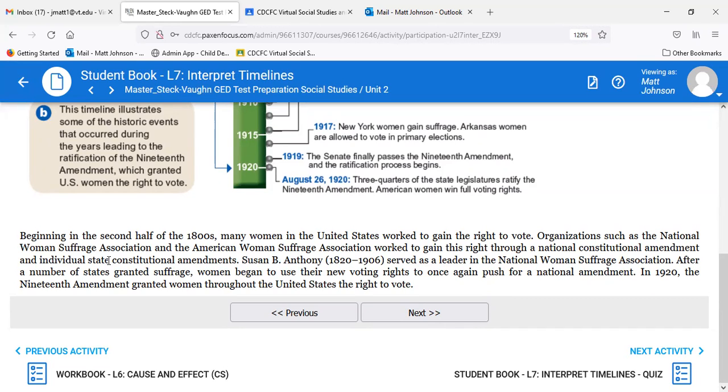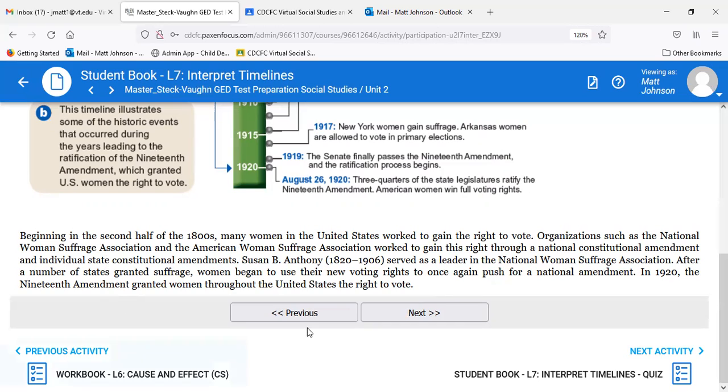Susan B. Anthony, 1820 to 1906, served as a leader in the National Woman Suffrage Association. After a number of states granted suffrage, women began to use their new voting rights to once again push for a national amendment. In 1920, the 19th Amendment granted women throughout the United States the right to vote.